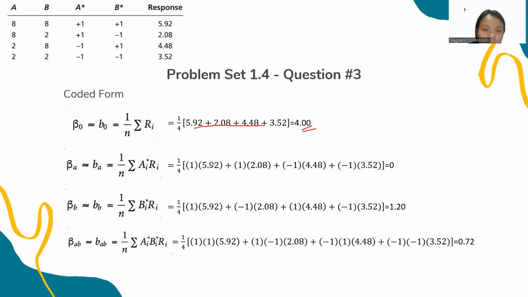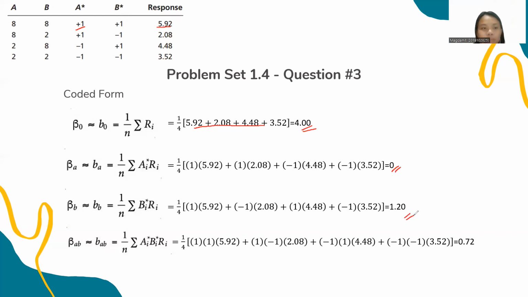we multiply the responses by their corresponding a asterisk values. For example, 5.92 times positive 1. And after that, we will also multiply it by 1/4, in which we have a 0 value for our second term.